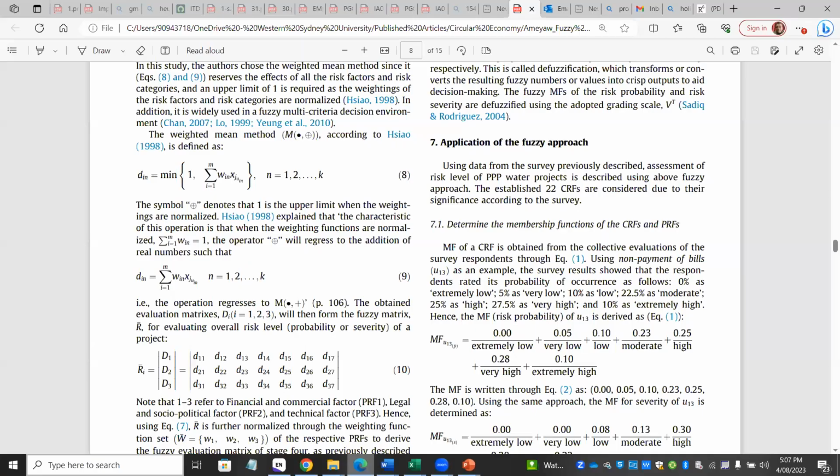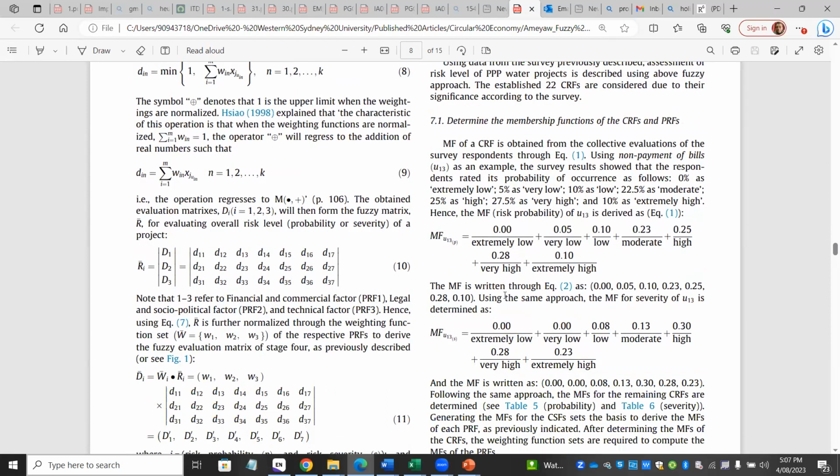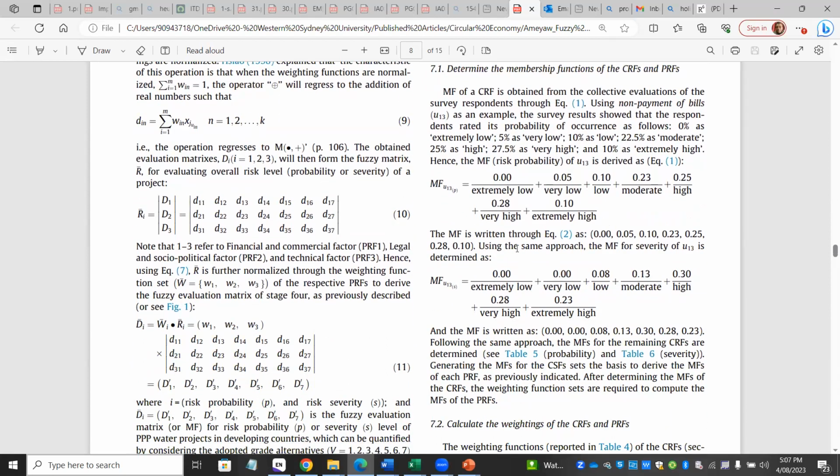Okay, exactly the same thing, but just that they put them in percentage form. It's the same thing as I've explained. So you have to do it for all of them, and then when you do that, you write a membership function for each of them. Then they also use another example. That's for the occurrence, I mean the probability of occurrence, and then the severity of the same factor, which is the non-payment of bills.